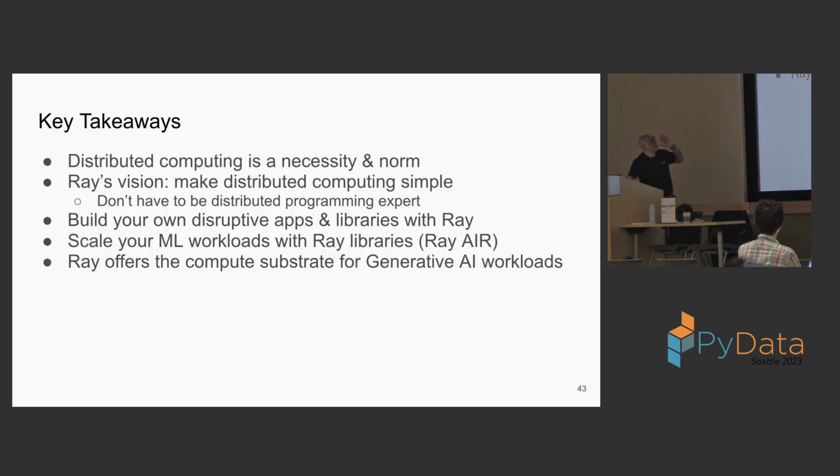Okay, so takeaways. Distributed compute is a necessity. Why? Because ML is very pervasive. Our vision is to make sure that it's easy for anybody to use it. Ray libraries allow you to scale your machine learning workloads, and Ray offers a compute substrate for generic workloads.